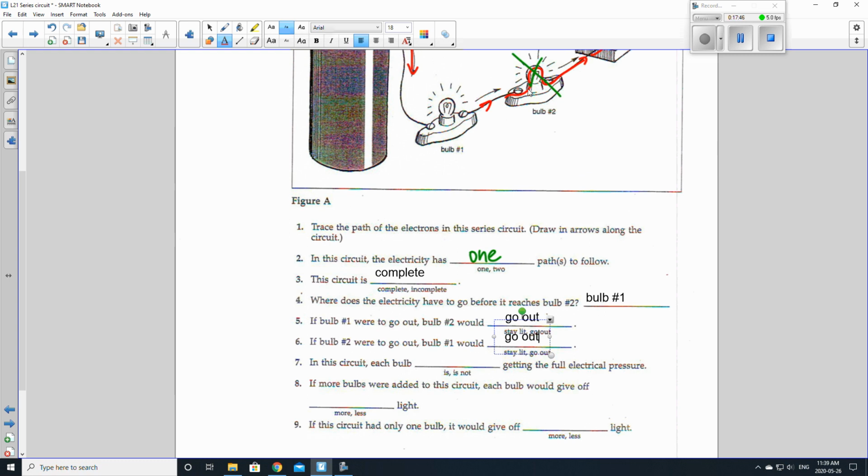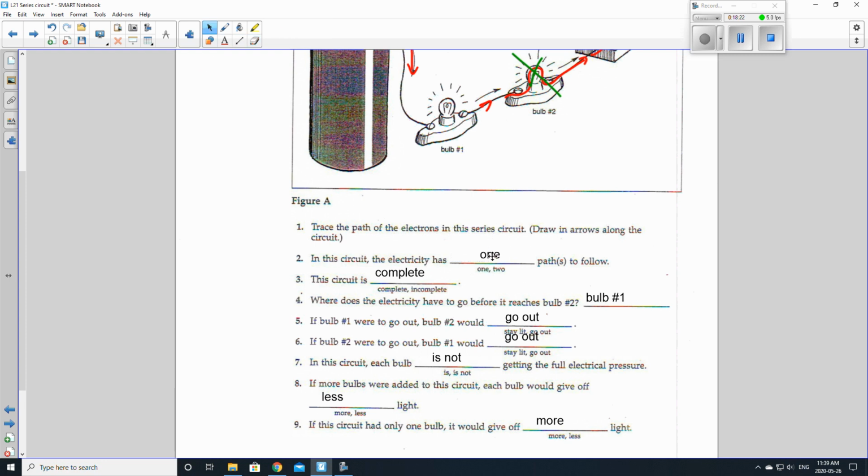So this is a new type of question. It is not getting the full electrical pressure because if I had one bulb, this would actually burn more brightly. Okay, so I'm going to say it is not getting the full electrical pressure. If more bulbs were added to the circuit, each bulb would give off less light. If this circuit had only one bulb, it would give off more light. Okay, so this is kind of like some notes just because we're not too familiar with these answers since we haven't tried this out. We just know theoretically what happens.